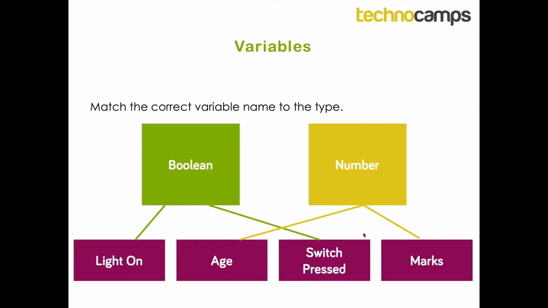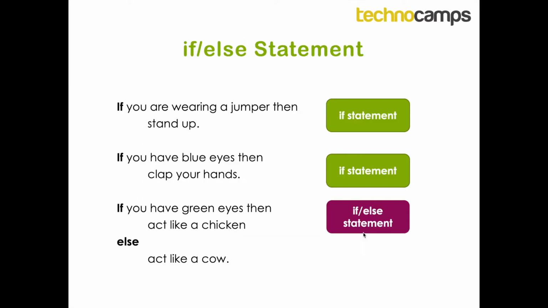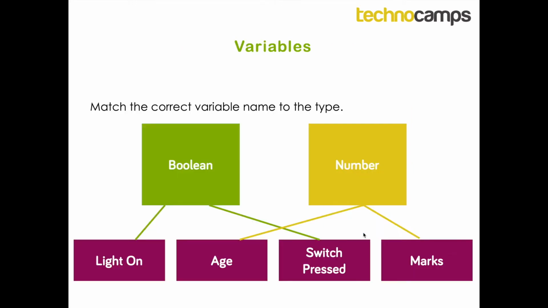That doesn't make any sense for age. Storing your age as true or false doesn't really make any sense, and that doesn't make any sense for marks either. If someone asked you how many marks you got in an exam, true or false is not really an answer to that question. So we would want to use some sort of number type to represent those variables. So age or marks are number variables. There are quite a few other types, but we're only going to be looking at these 2 today.